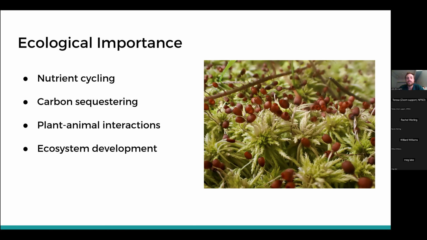So in scenarios where the ecosystem is either disturbed, destroyed, or there's a fire, bryophytes and other things like lichens play an integral role in reviving that ecosystem and providing biomass, bringing the nutrients back into the ecosystem so that it can recover over time.